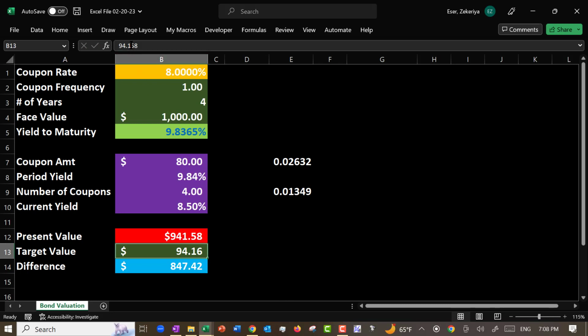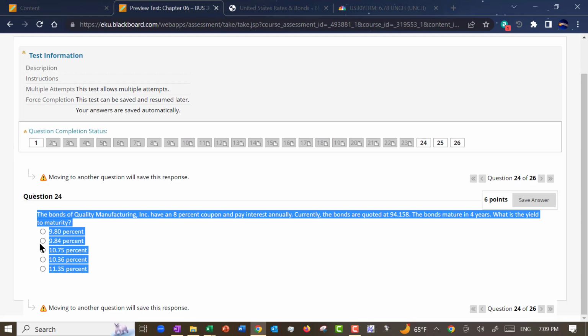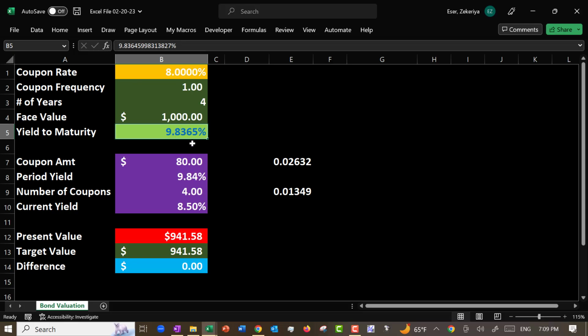You get how I do it, right? If I knew what yield to maturity was, I could have calculated the value. Well, that value is the present value, and the actual price is my target value. I let Goal Seek change yield to maturity around to make them equal, or make the difference 0.